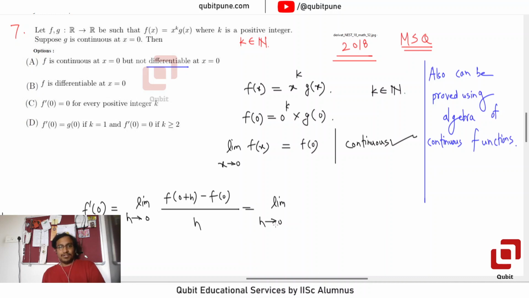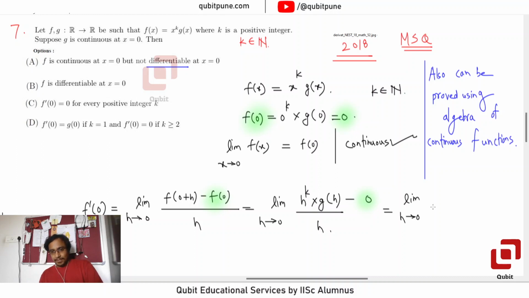Okay, f of h is what we need. So at h it would be h raised to k into g of h, minus f of 0. F of 0 is 0. Why is f of 0 0? Because k is a positive integer. Okay, k is a positive integer, so f of 0 is 0. I can write it here upon h. So what have we got there? Limit h tends to 0, h raised to k minus 1 into g of h.